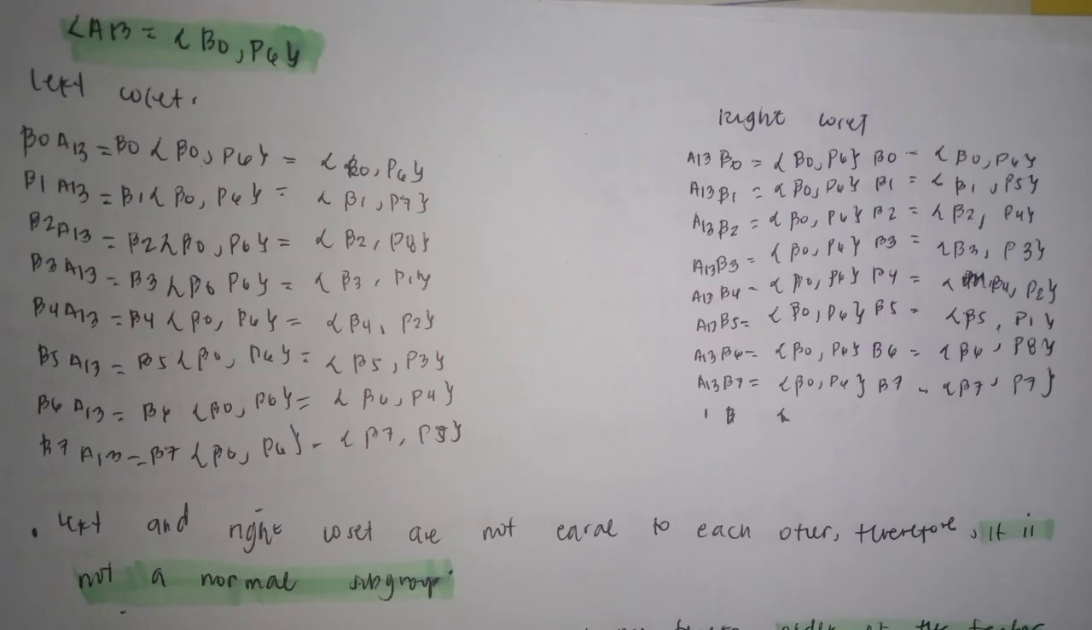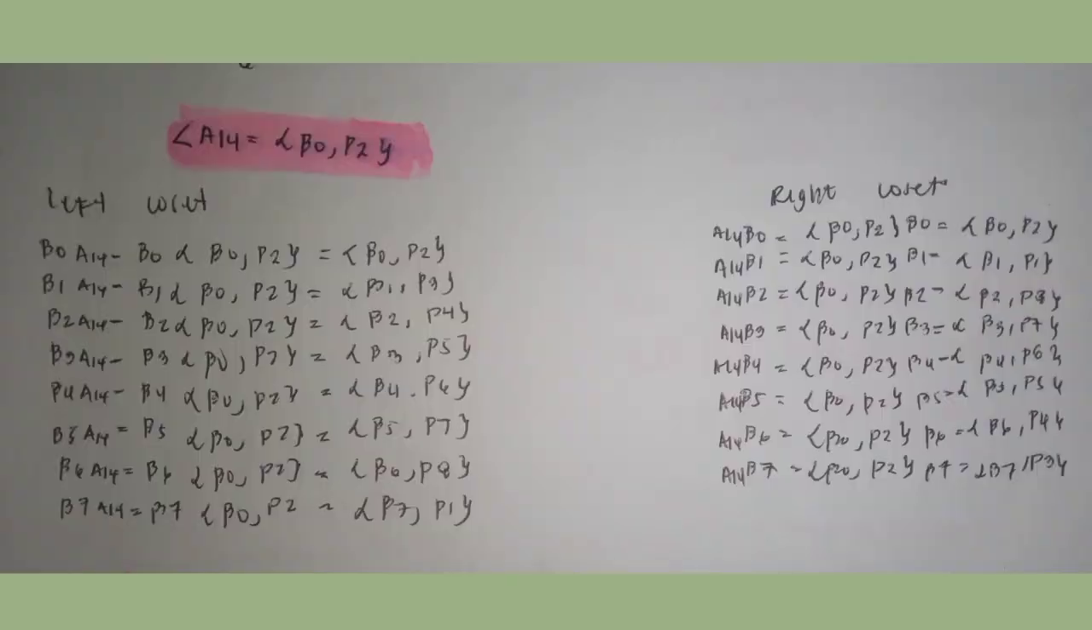Next is the a sub 13. So this is not a normal subgroup, so therefore the order of the factor group does not exist. We have 8 cosets on the right, and the order of the element b sub 0 is 1 and b sub 6 is 2. And lastly, the a sub 14 is not a normal subgroup, therefore the factor group does not exist. It has 8 cosets on the right, and the order of the element is b sub 0 is 1 and b sub 2 is 2.